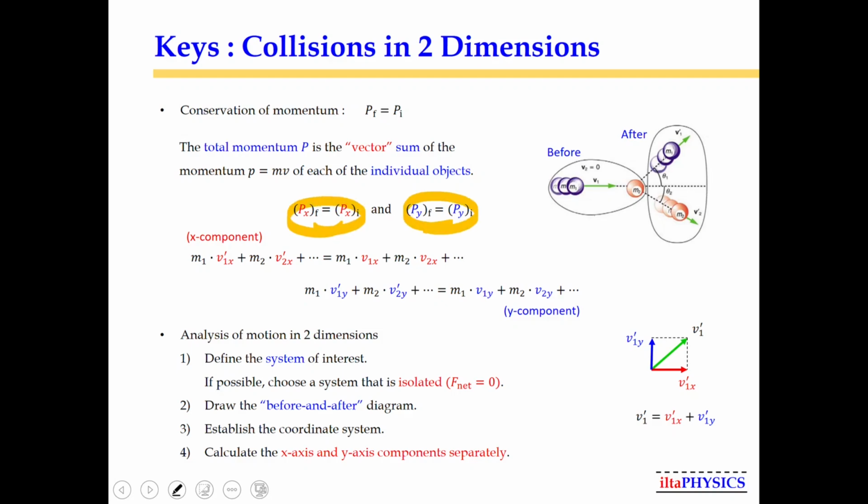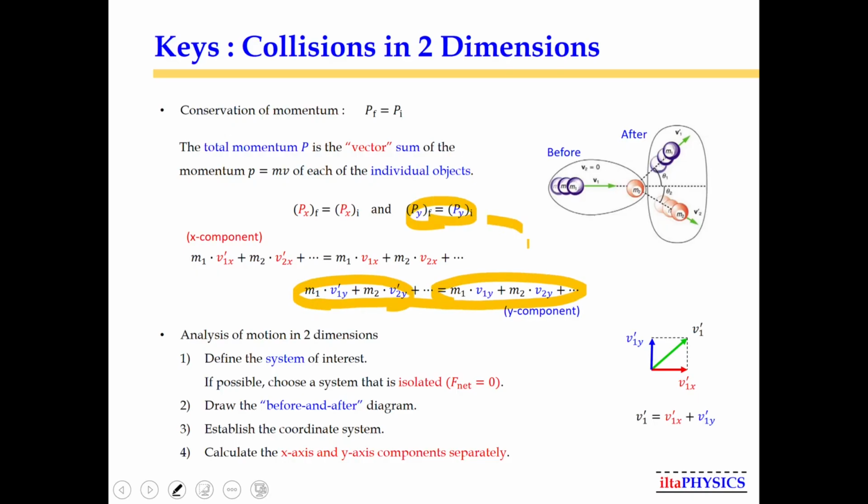Since we said the total momentum before and after the collision are equal, this means, as you can see in the equation, the total momentum of the x components before the collision equals the total momentum of the x components after the collision. In the same way, the total momentum of the y components before and after the collision will also be equal. Let me explain this further using equations.